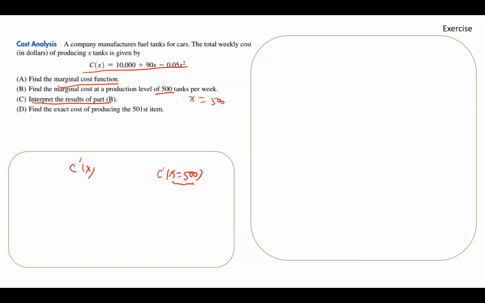Because if we produce more, then the cost is going to be more, and we want to know the marginal, or additional, cost, the increasing cost, when we produce more tanks at the production level of 500.